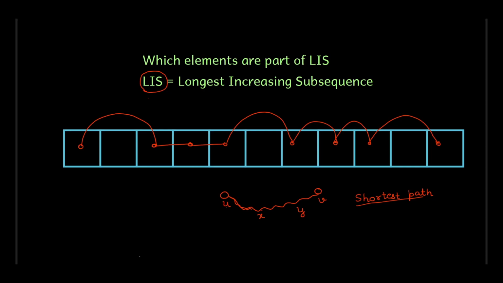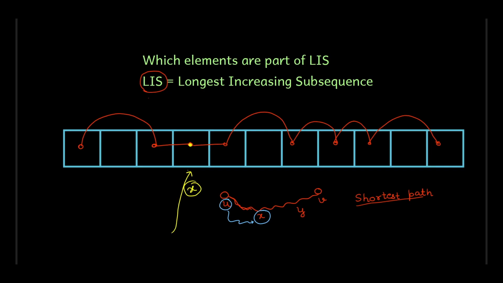Just like we considered X over here, and we said that if you want to arrive from U to X, you have to take the shortest path possible. But here we are not dealing with the shortest path, right? We are figuring out the longest increasing subsequence. So if you notice this element X over here, suppose this is the partition point, and this is one random element that you have selected out of that subsequence.